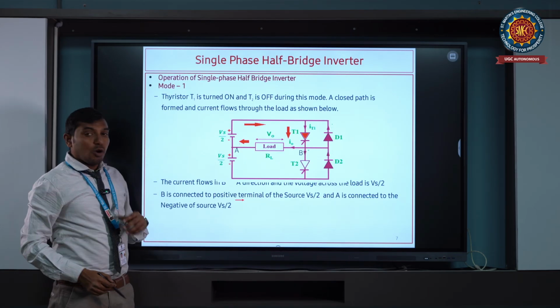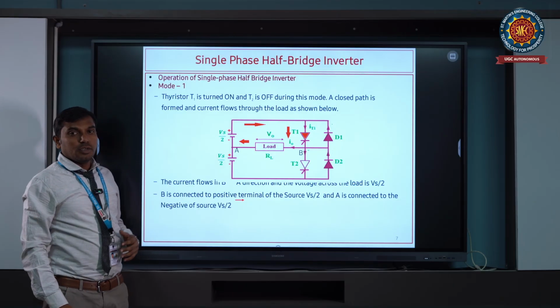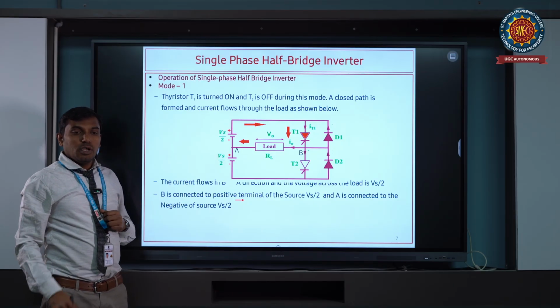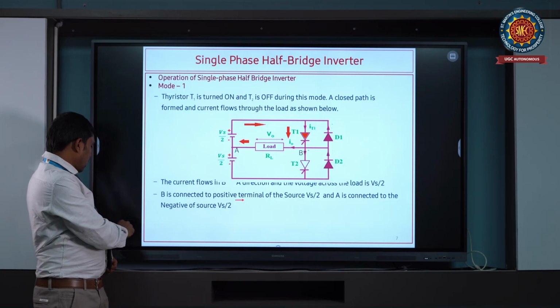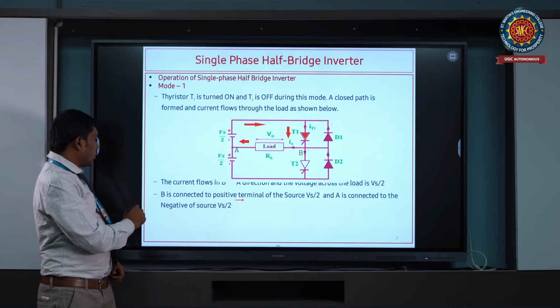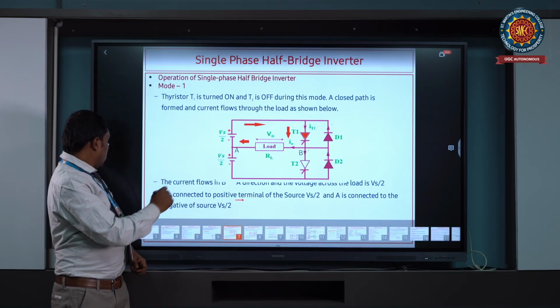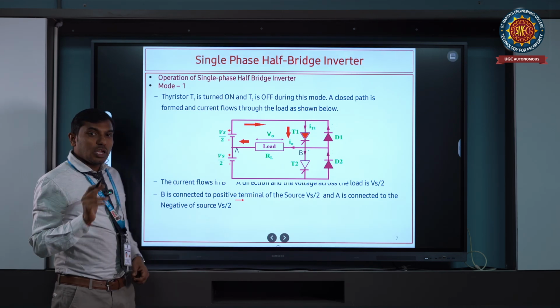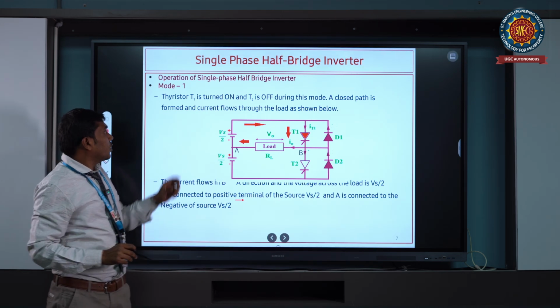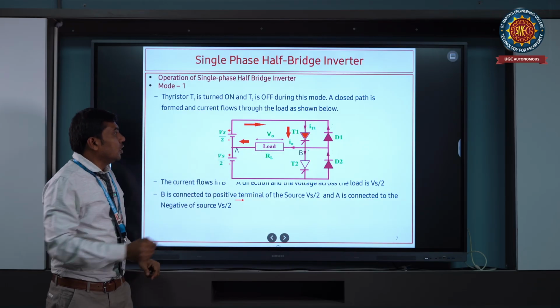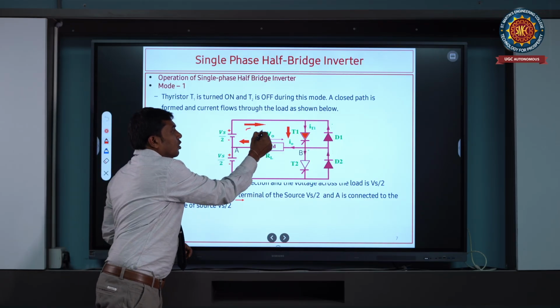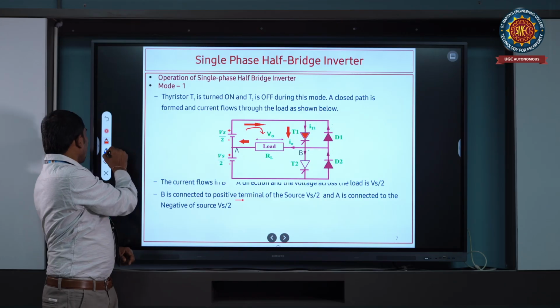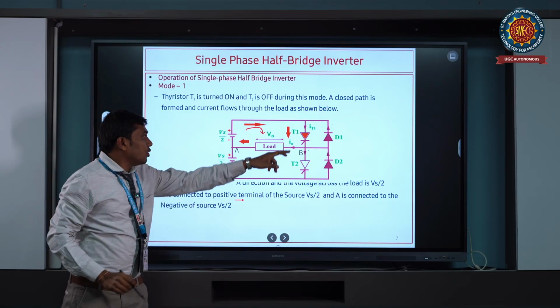And then let us see how a single phase bridge is operated. It has two modes of operation. Because in AC we should get a positive half cycle and a negative half cycle, we should have two types of modes. One is mode 1. Mode 1 is what? When switch T1 is turned on, what happens? The current flows from T1 and then through the load to this.